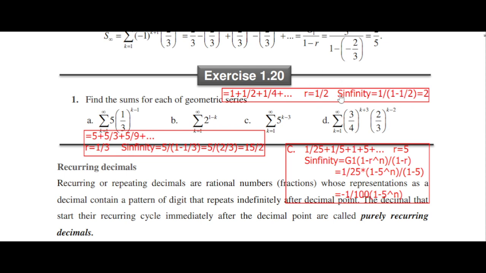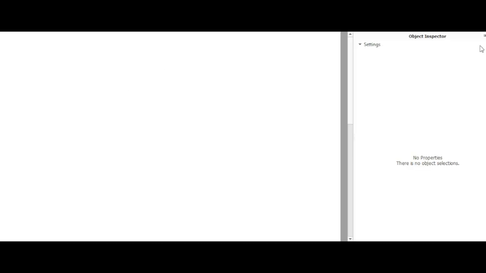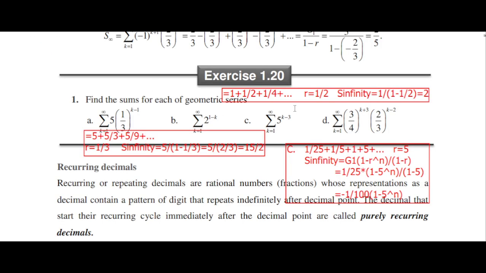Okay, let's list out some terms here. For number D, for k equal to 1, let's substitute 1 here: 1 plus 3 is 4, so 3 to the power of 4 times 2 over 3 to the power of 1 minus 2, minus 1.